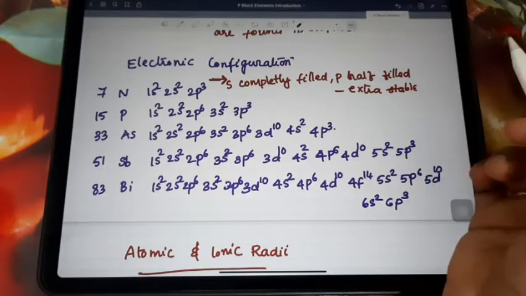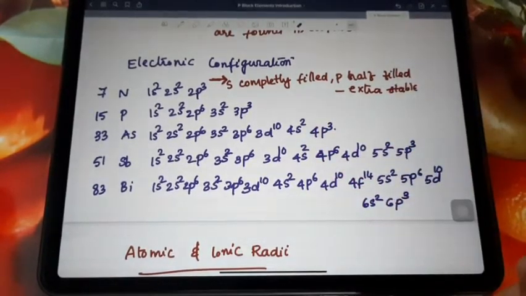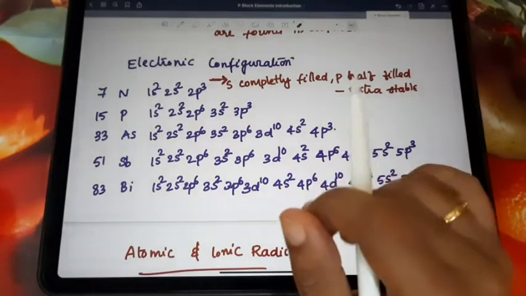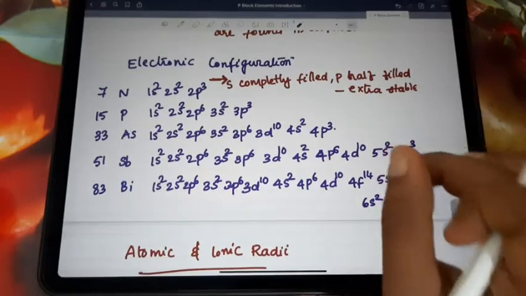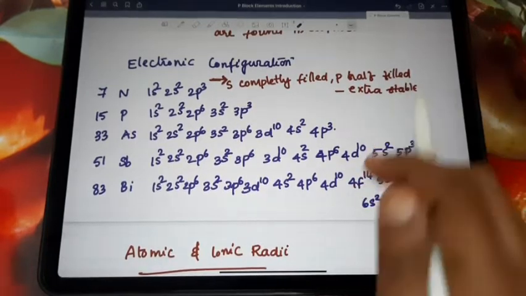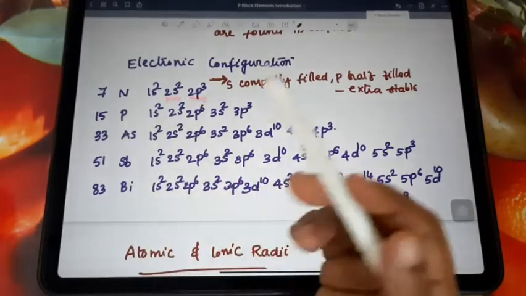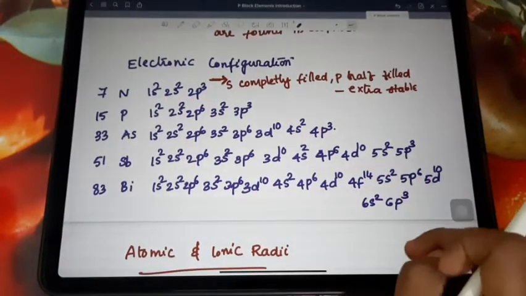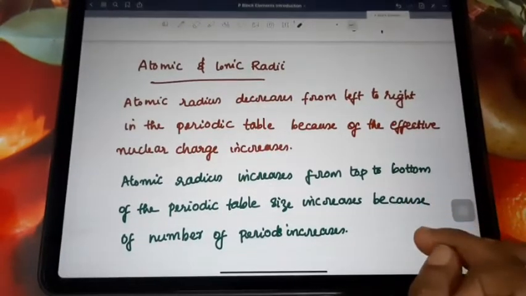That's why we are saying that when you start to write the electronic configuration, you can understand the same. The p block elements, group 15 elements, are extra stable. Why? Because s is completely filled and p is half filled. That's why it is having extra stability. And next, we are discussing atomic and ionic radii.